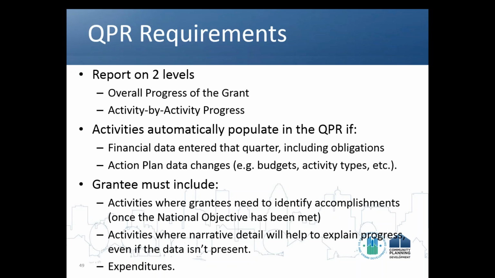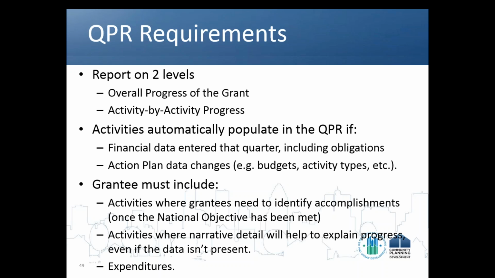So again, for the QPR, you're going to be reporting on two levels: the overall progress and then activity by activity. One thing to note about the activities is that some of them are automatically going to populate in the QPR, basically saying you must talk about these. That's when you have financial data entered that quarter, including obligations. So if you did a draw on activity 1, 2, and 6, your QPR is automatically going to populate with activities 1, 2, and 6.